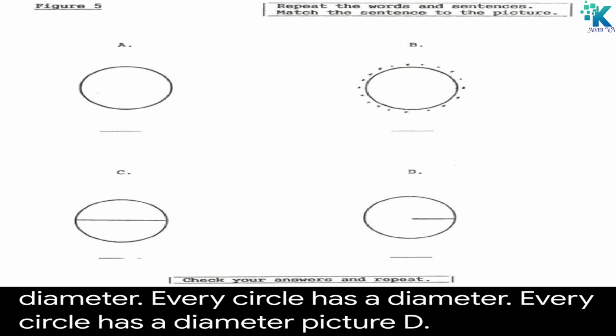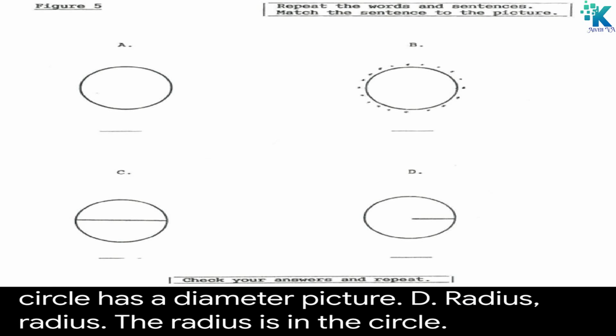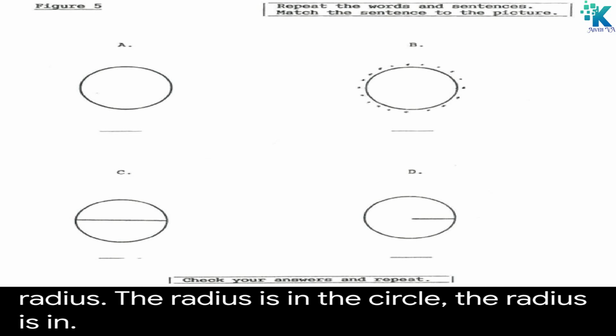Picture D. Radius. The radius is in the circle.